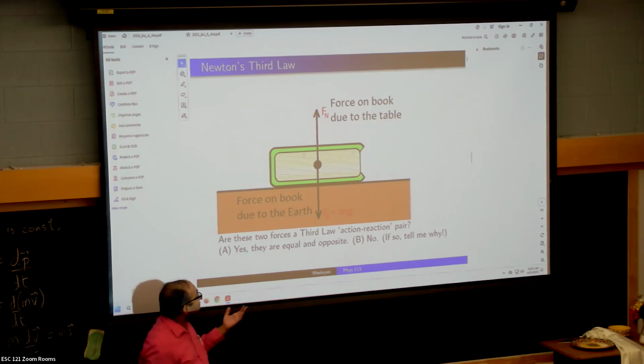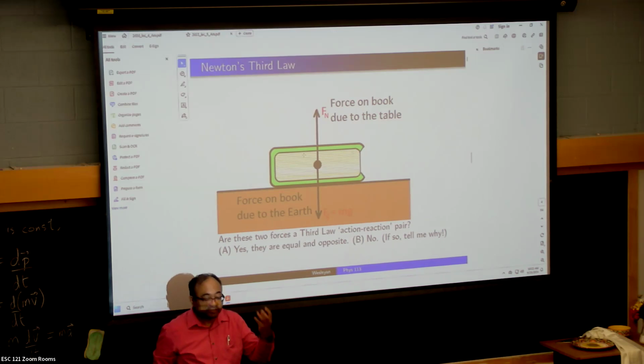And in fact, it's exerting the same amount of force. The book is pulling on the earth as strongly as the earth is pulling on the book. Why do we not notice that?